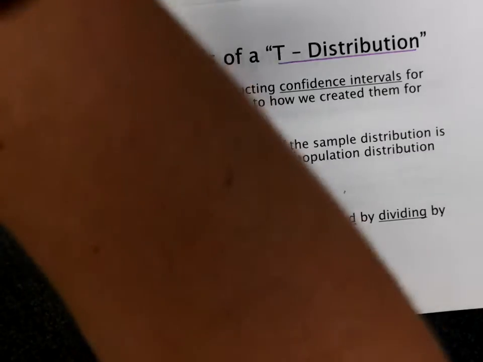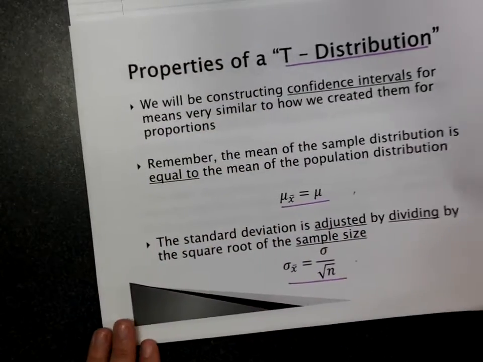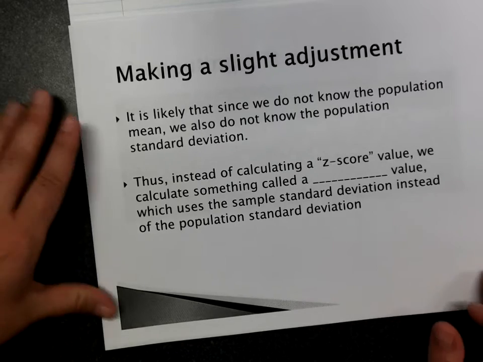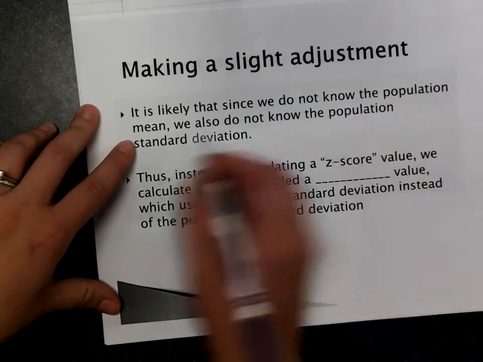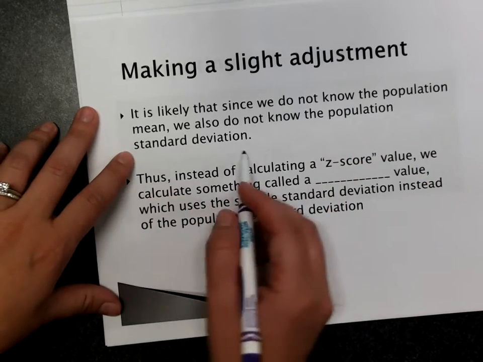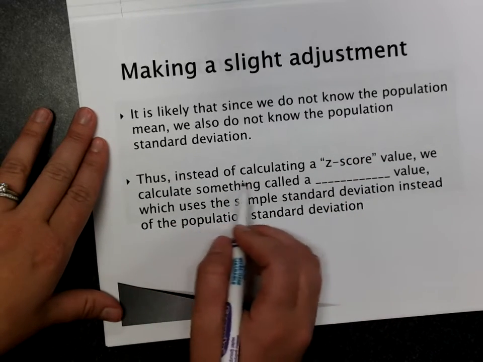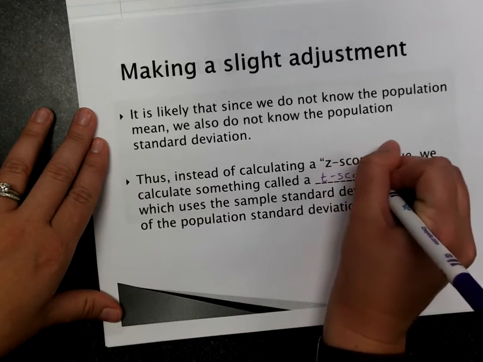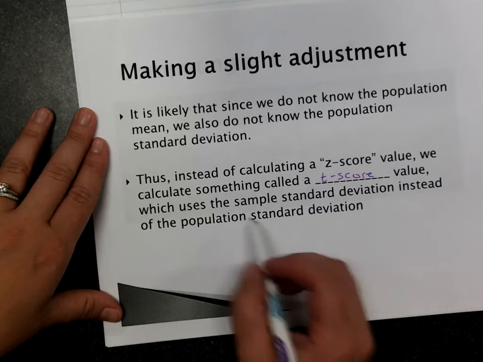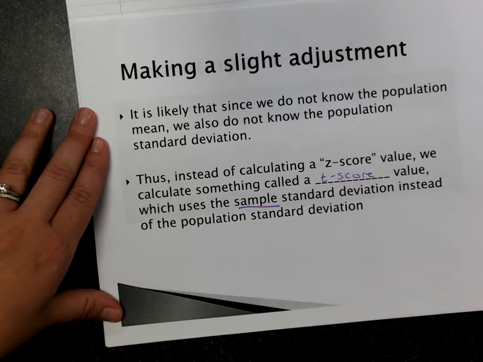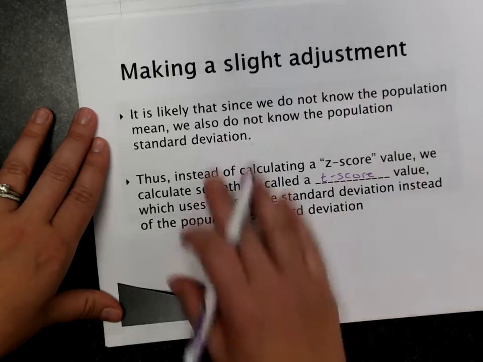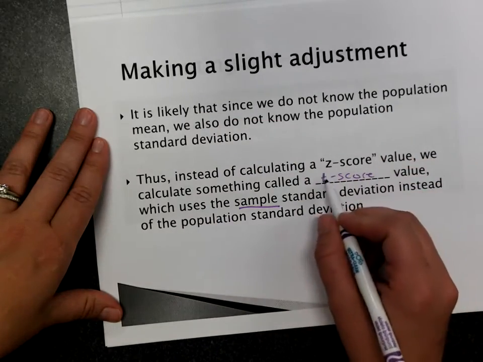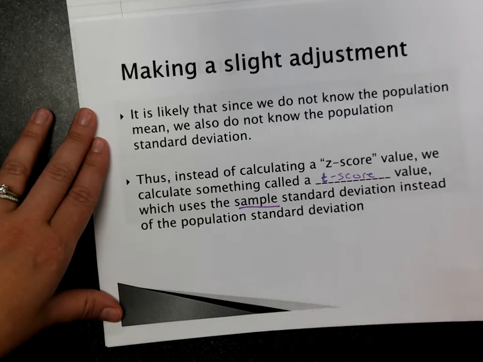These two properties are the same things we wrote down in our comparison chart, mean and standard deviation. So we're going to be making a slight adjustment. It is likely that since we do not know the population mean, we also do not know the population standard deviation. Therefore, instead of calculating a z-score, we're going to calculate something called a t-score value, which uses the sample standard deviation instead of the population standard deviation. Don't want to worry too much about the differences here. Just know that for means, we're using a t-score, and for proportions, we're using the z.